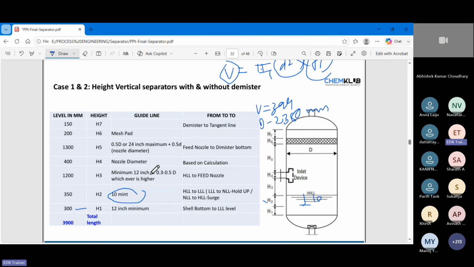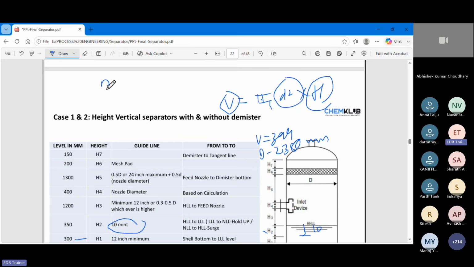Then H3, the disengagement space between the high liquid level and the feed nozzle. Here you can see the minimum is 12 inch or 0.3 to 0.5 D. Now you can calculate 0.3 to 0.5 D. So the diameter is 2,300 or 2,350, multiplied by 0.5. Just calculate what the answer will be. I would say around 1,225, or I don't know, 1,250 might be. So I have considered 1,200 here.